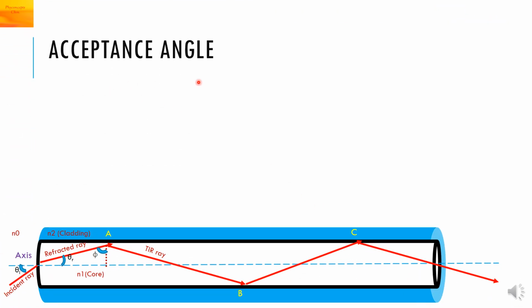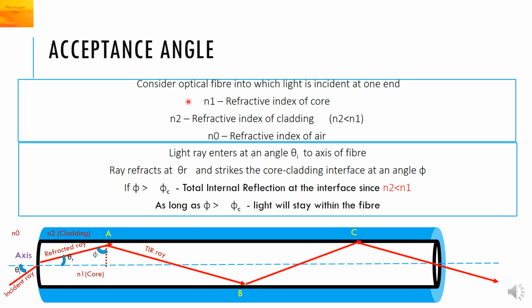Next is the acceptance angle. We will consider the same optical fiber into which light is incident at one end. I had mentioned that this is the axis of the fiber. Here we will consider N1 as the refractive index of the core, N2 is the refractive index of the cladding, and the light is incident from the air, so we have to consider the refractive index of air, which we will denote as N0. Note that the refractive index of the cladding is less than that of the core. N2 is less than N1.